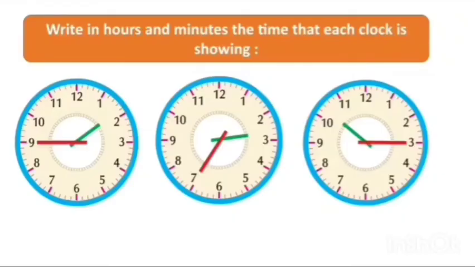Write in hours and minutes the time that each clock is showing. Here some clocks are shown and let us observe it carefully and say the time. Look at the first clock. The hour hand is between 1 and 2 and the minute hand is at 9. So, what is the time? Yes, you are right. 45 minutes past 1.